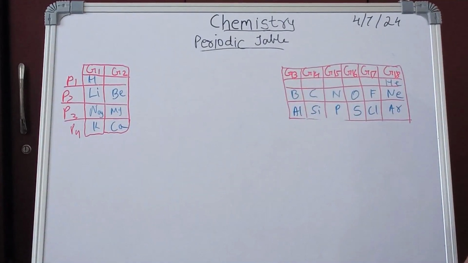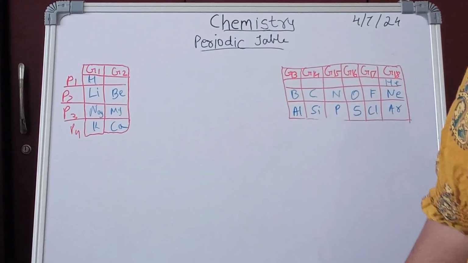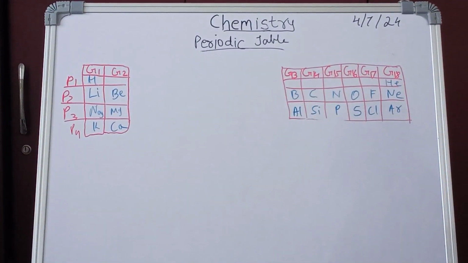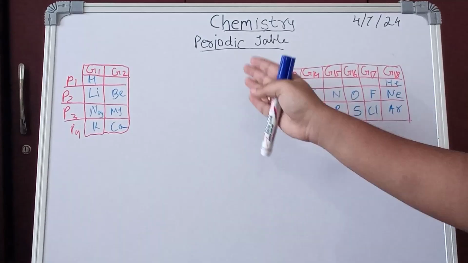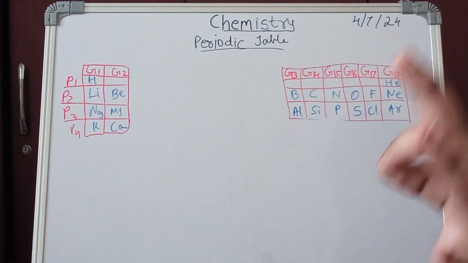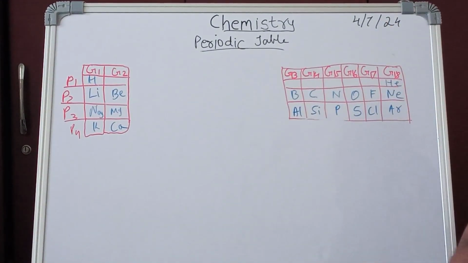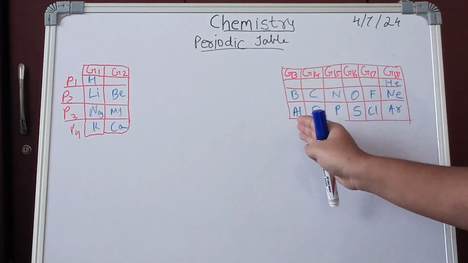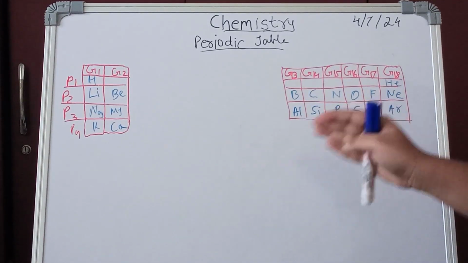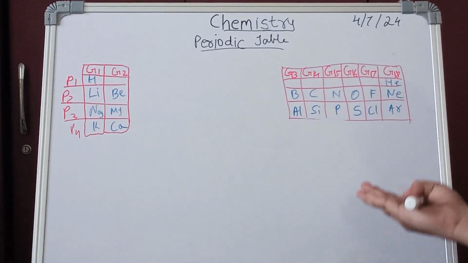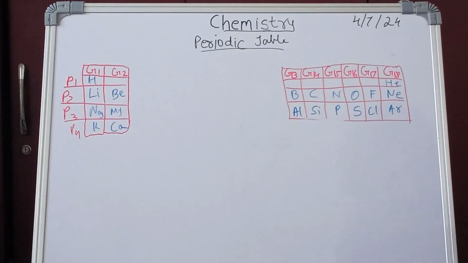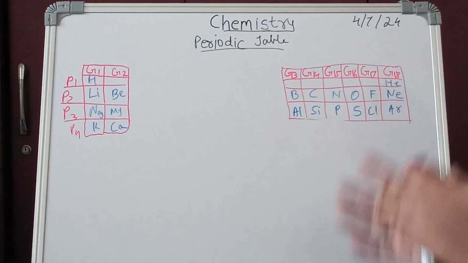Group 1 is called alkali metals, and group 2 is called alkaline earth metals. Groups 3 to 12 are called transition metals, or transition elements, and groups 13 to 16 are called post transition elements. Group 17 is called halogens, and group 18 is called noble gases.